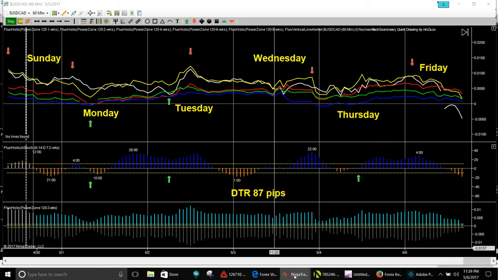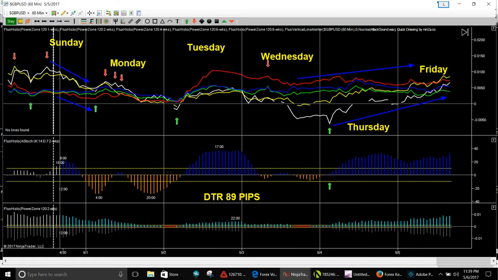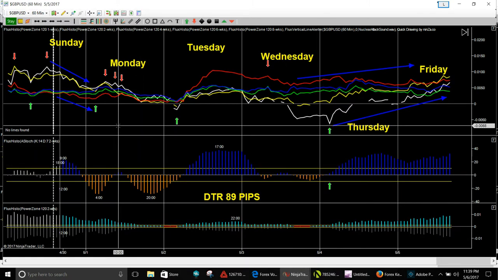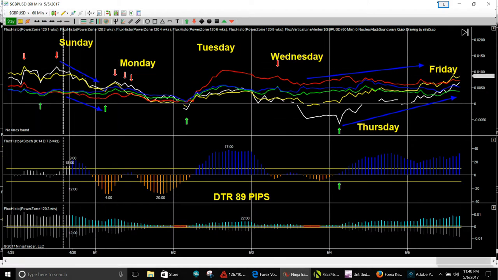Next up is going to be the Great British Pound US dollar. This thing, power zone, was pretty much spot on this pair. Sunday coming in, it looks like we're going to the south until about 3 a.m., then a slight up move until 6 a.m., and then we're going to roll back over on Monday and go down. That's the pound US. So look for down moves on the pound US.